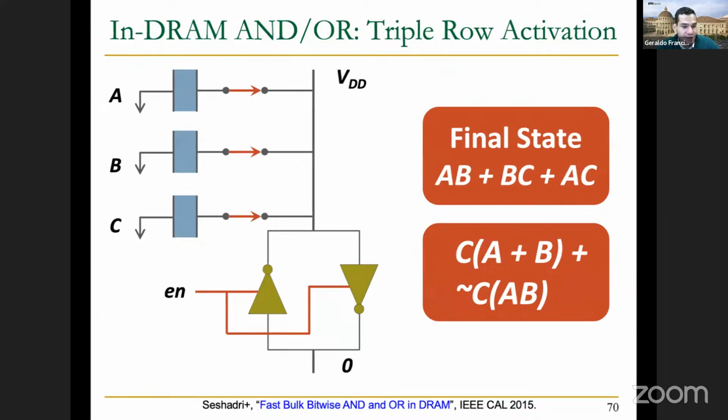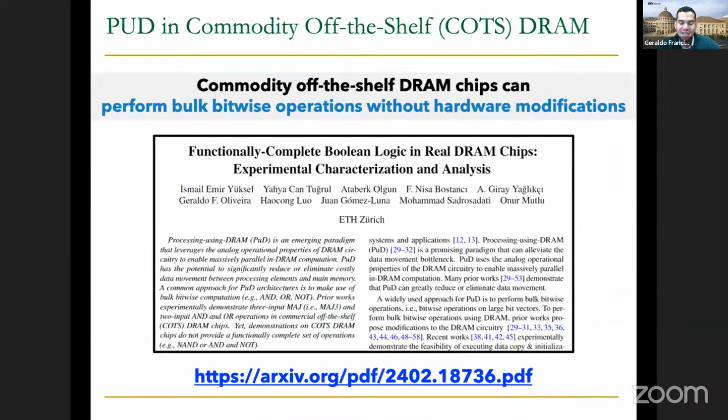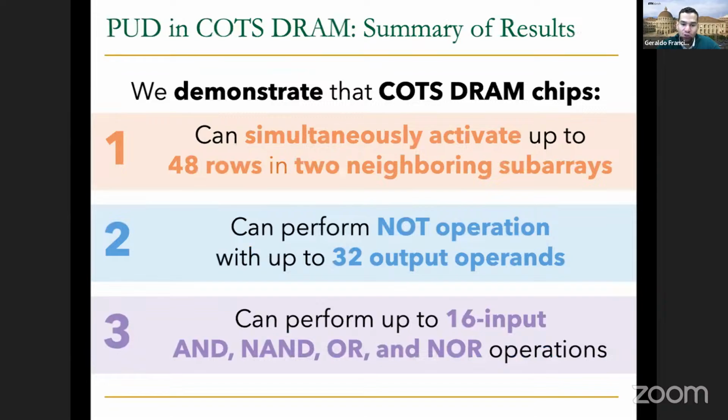So all of this was first proposed in simulation, but recently we have been doing some studies on commodity off-the-shelf DRAM chips. Those are DRAM chips that you can buy in the market, and we show that we can do a subset of those operations in the DRAM chips that are available already in the market. So we can, for example, simultaneously activate 48 rows in 2 neighbor subarrays in a DRAM chip, perform NOT operations, and also perform AND, NAND, OR, and NOR operations by following a methodology that I'm going to explain next.